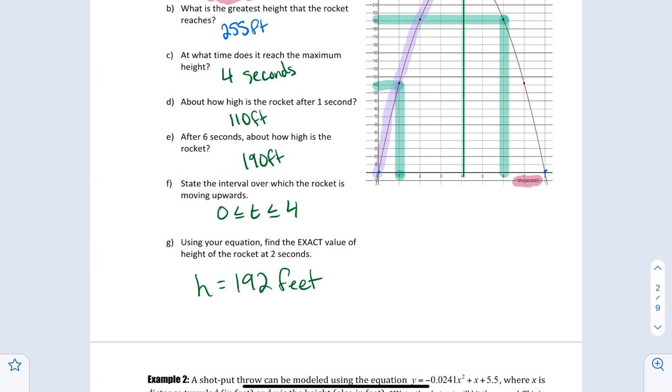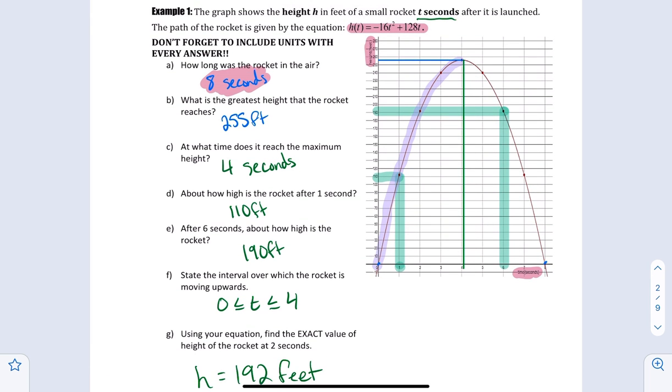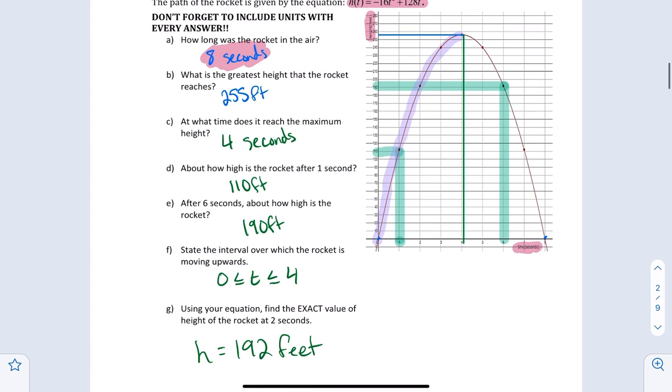So again, I was given a graph from the very beginning to use. I used the graph to answer almost every single question, but then I wound up graphing it into Desmos to get a couple of the extra answers that I needed. And you are more than welcome to do that too.